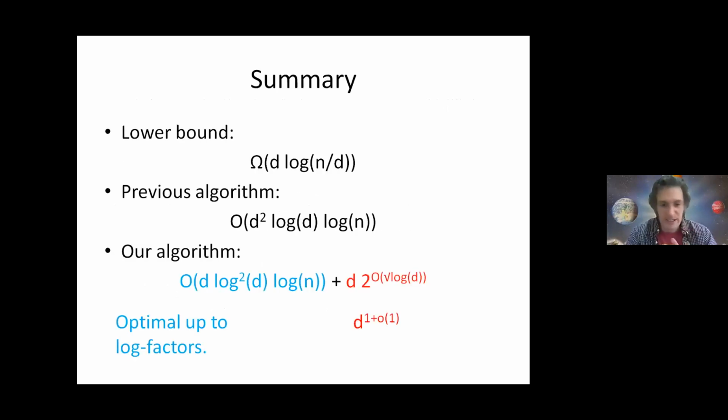Okay, so what's the conclusion here? There was this lower bound, d log n over d. The previous best upper bound algorithm did d squared log d log n. Our algorithm has two terms: this O of d log squared d log n, which is optimal up to log factors, plus this extra term d times 2 to the O of square root log d, which is d to the 1 plus little o.